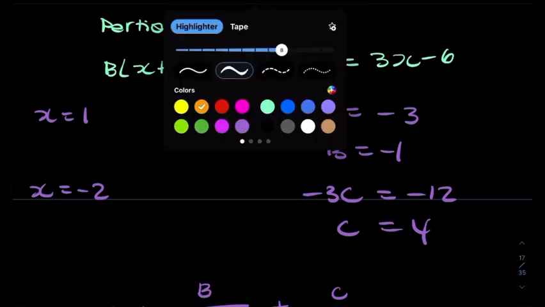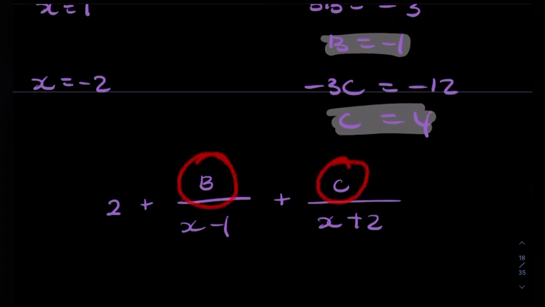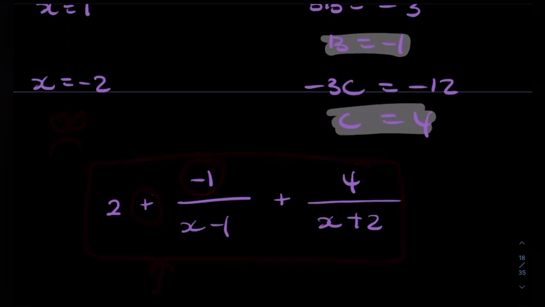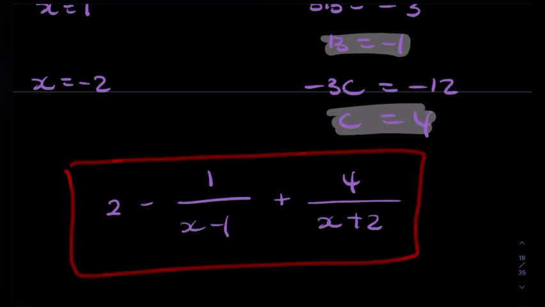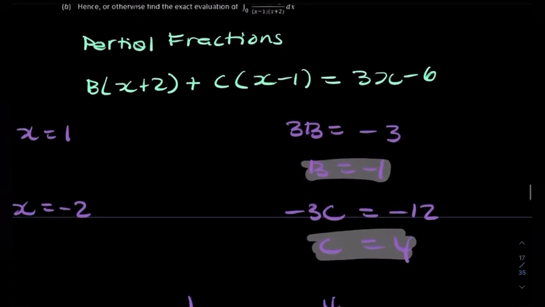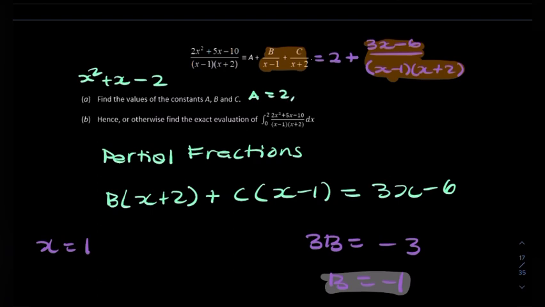So now we've found b and c. We can replace these with minus 1 and 4. So that would be your final answer for the partial fractions, except we generally don't like having a plus and a minus, or we don't like having minus signs in the numerator. So you could just remove that and replace it with a negative sign there. So that's a nicer way of doing that partial fraction. So this is your final answer for the first part. It says find the value of the constants a, b, and c. So the answer would look something like this. a equals 2, b equals, what was it, minus 1, c equals 4.